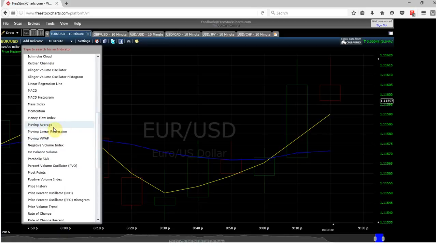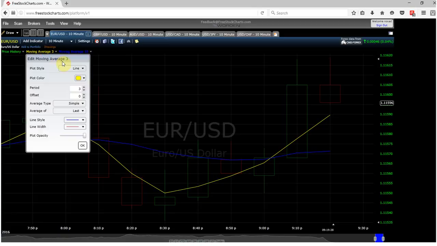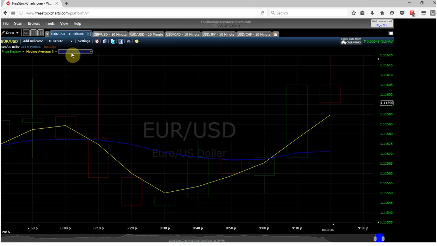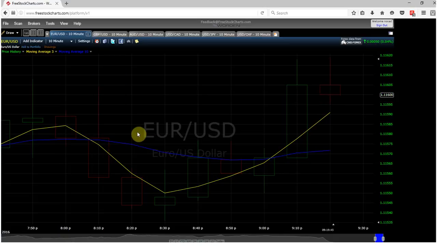So our moving averages, we would open 2 of them. As you can see, I have one here, and I have one here that are already up and going. It's our yellow and our blue. We would just go to edit, and we would have our period set to 3. And we would make that yellow. Everything else, you can leave it how it is. Our second one, we would go to edit, and we make that our blue line, and we would set the period to 10. Click OK. And that's your 2 lines. That's really all there is to it.